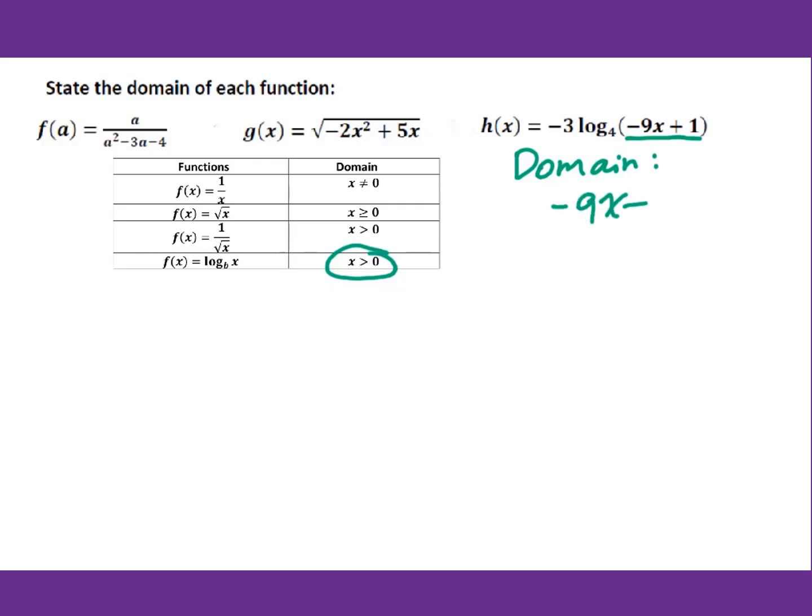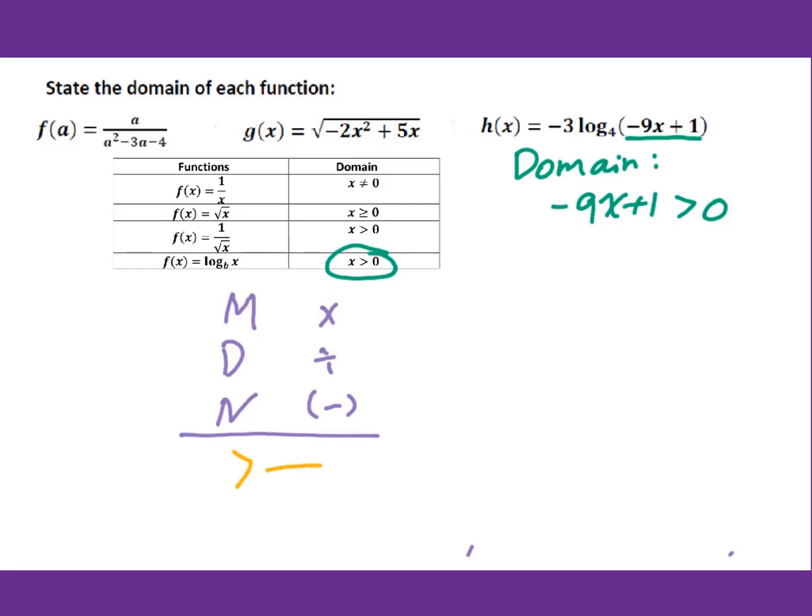negative 9x plus 1 greater than 0. We call this a linear inequality. For a linear inequality, remember, we use the rule: when you multiply or divide by a negative number, you need to switch the symbol. How to remember this rule? We use mommy, daddy, nanny to remember that. Mommy, daddy, nanny means multiply, divide by negative number. We need to switch the symbol.